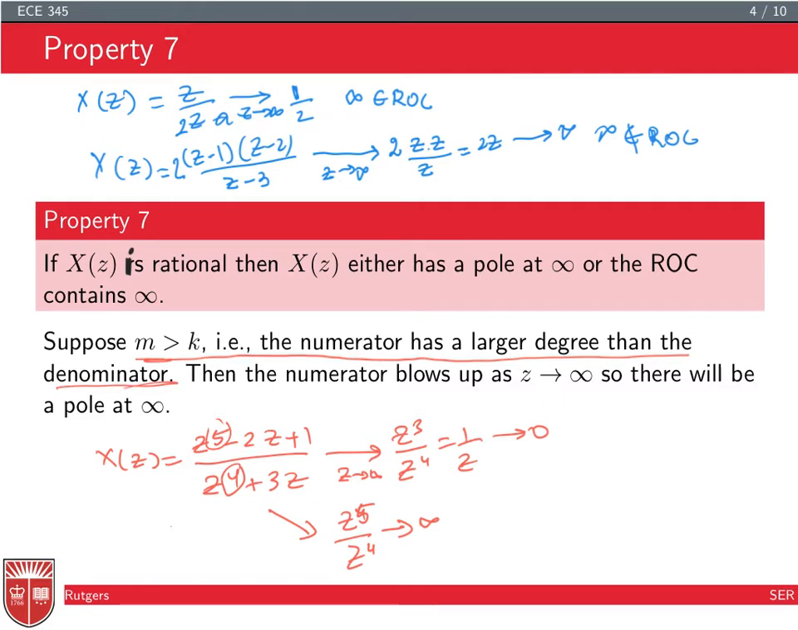So if the numerator has a higher degree, then we have a pole at infinity because the limit does not converge. So this gives you a first easy rule to check whether infinity is in the ROC or not. So you just check the degree of the numerator compared to the denominator.